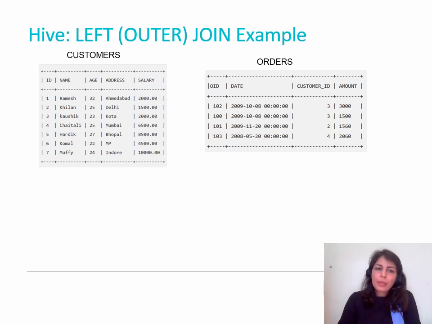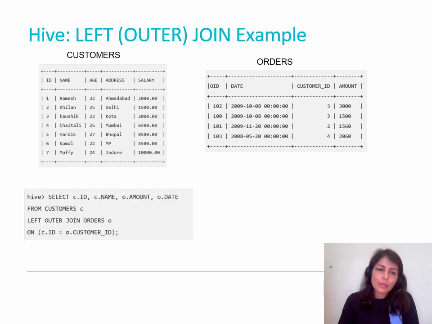Let's repeat the example for writing a left outer join or left join. If you remember, left outer join returns all the records from the first or left table and the matching records from the right table. And if there is no matching record, it gives back null. Okay, so let's show the syntax and then we will discuss the output.